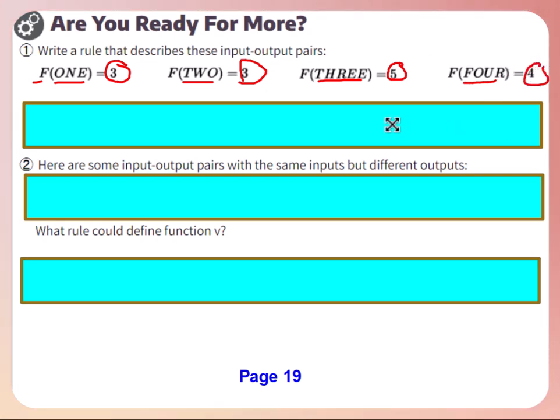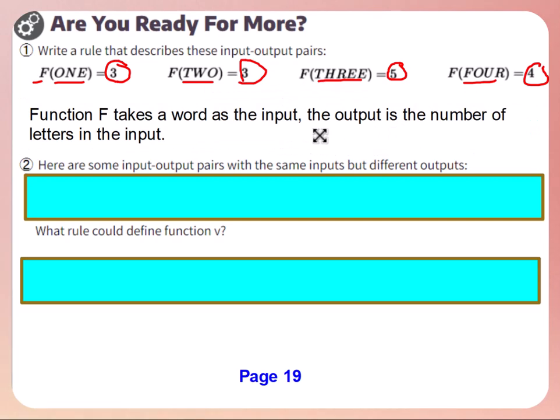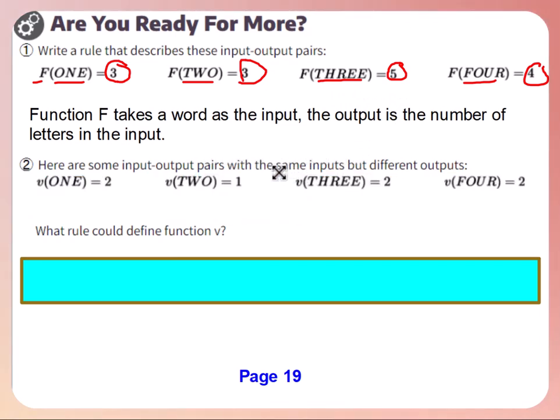Okay, so what that means is we take the word as the input, and the output is the number of letters. The word one has the letters O, N, and E. Okay. Two has 3 letters. Three has 5 letters, not different letters, just letters in total. All right, here are some input-output pairs.